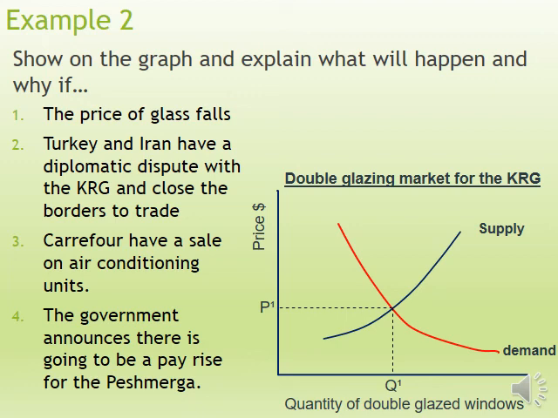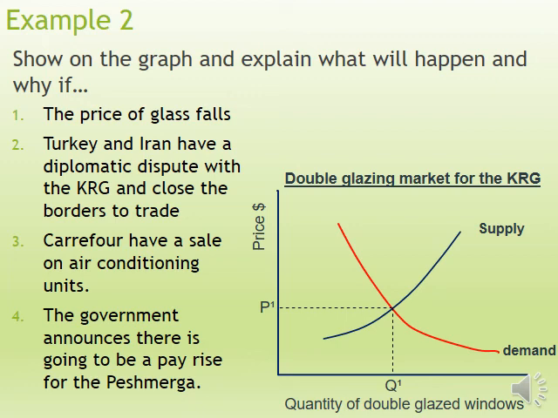But if the supply curve, the blue line, shifts to the right, that means the price of double glazing is going to come down, and the quantity consumed is going to go up. That's what happens. If you can explain that, you just got 3 marks. All of these questions, they're 3-mark questions.